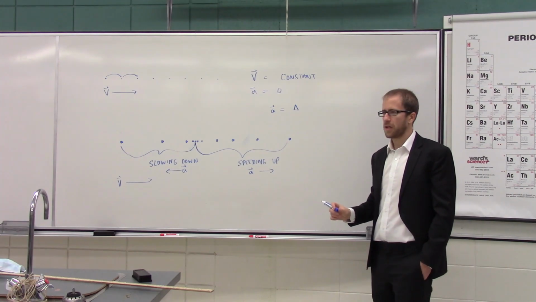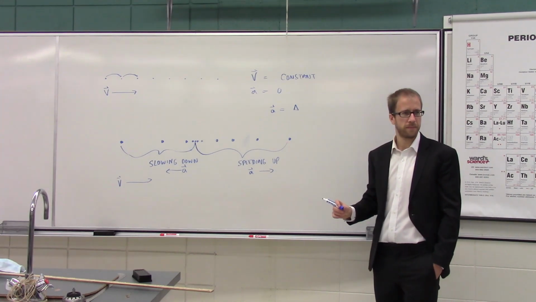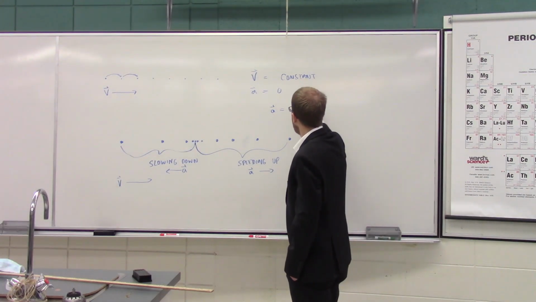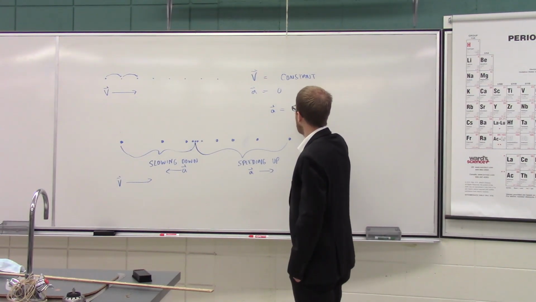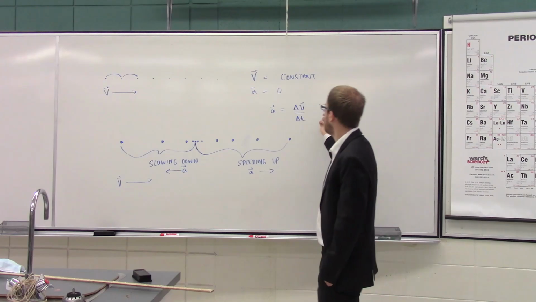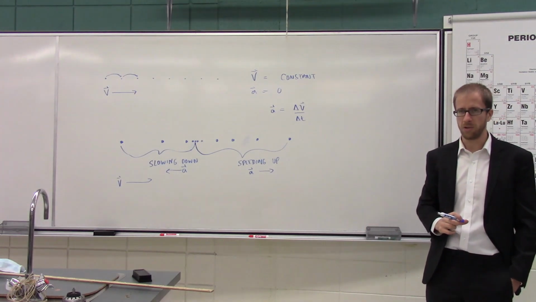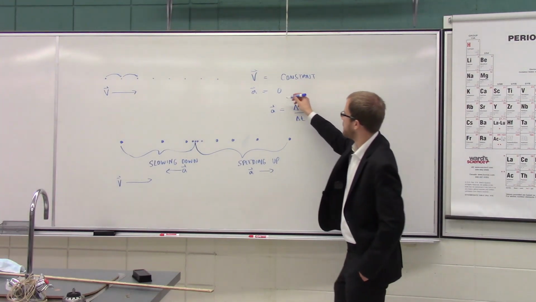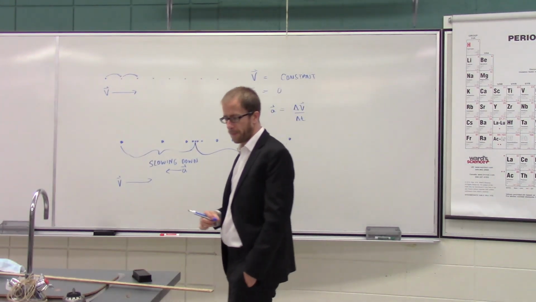What is the formula for acceleration? Change in velocity over time. Excellent. It's going to be your change in velocity over your change in time. If your velocity isn't changing, you have no acceleration, right? If your velocity is not changing, you have 0 acceleration.